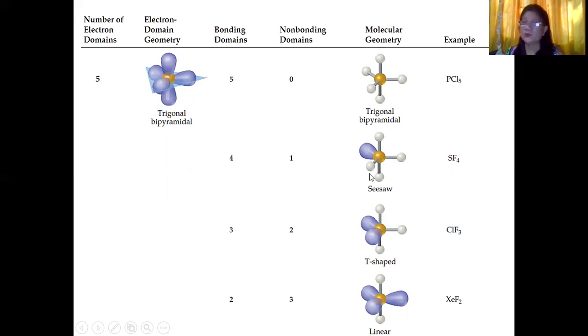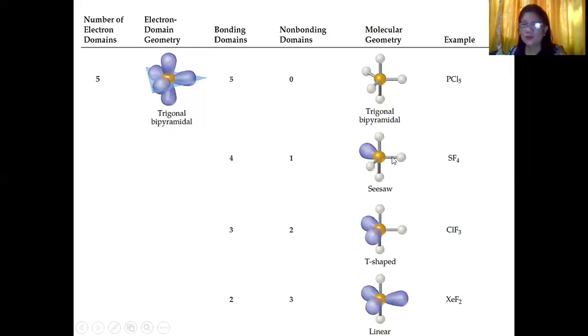This is the seesaw. Okay, if you put it with two lone pairs and lower them, that is the seesaw. So this is the seesaw. An example of that seesaw is sulfur tetrafluoride. So in this one, how many bonding domains?